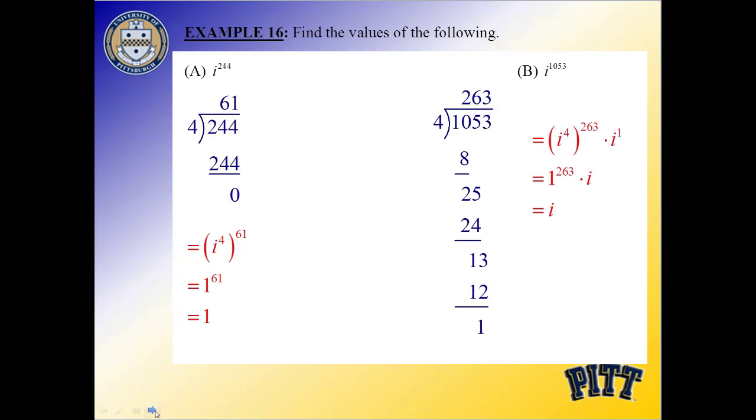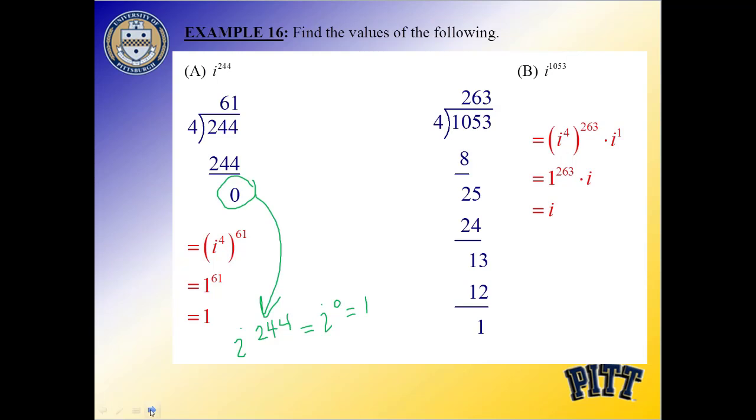A shortcut of this process: after you carry through the division, you don't necessarily have to show the breakdown of how you would rewrite it in terms of i only. Essentially, once you get the division, you focus yourself on the remainder. Since I took 244 and divided by 4 and got 0, that means that i to the 244th power would equal i to the 0, which is just 1, which is what the answer was.